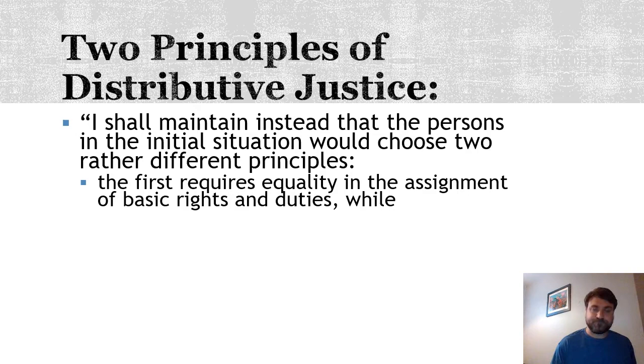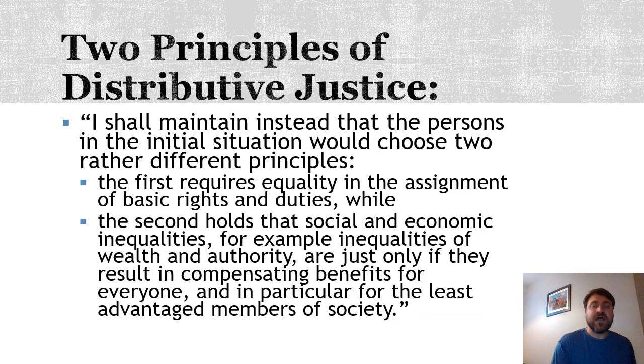And he says the second holds that social and economic inequalities, for example, inequalities of wealth and authority, are just only if they result in compensating benefits for everyone, and in particular for the least advantaged members of society. Right. So we'll take a look at a couple of examples of this, but the basic idea is again, if you're looking at a society and trying to choose a society to live in, not knowing your place in that society, you're going to tolerate at least some inequality, right? There's some inequality that you're not going to have a real problem with.